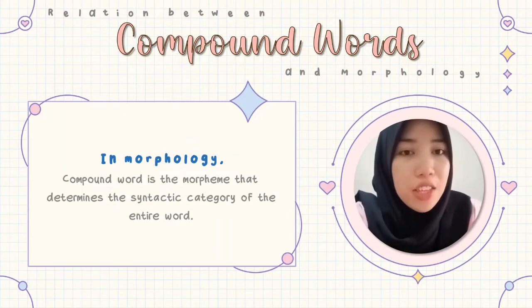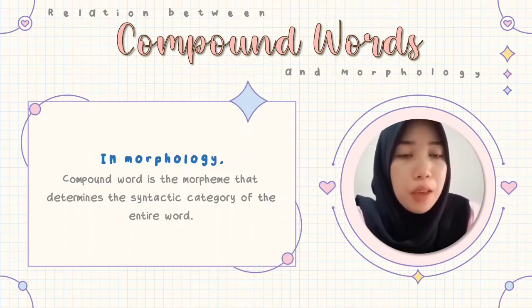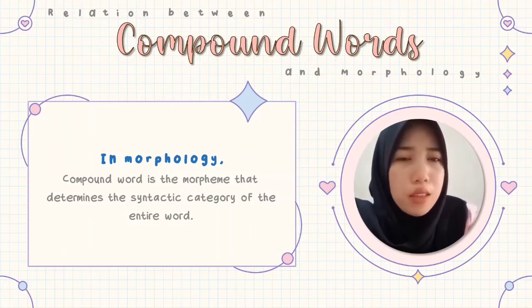The relation between compound words and morphology. In morphology, a compound word is the morpheme that determines the syntactic category of the entire word. That means compound words can be represented in English with an intervening space, a hyphen, or no break at all between the words.